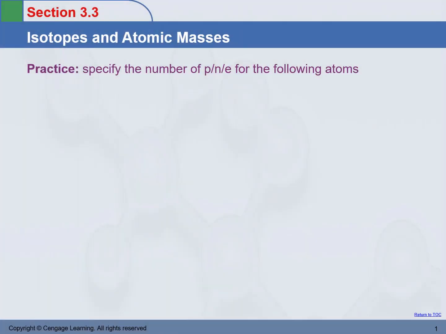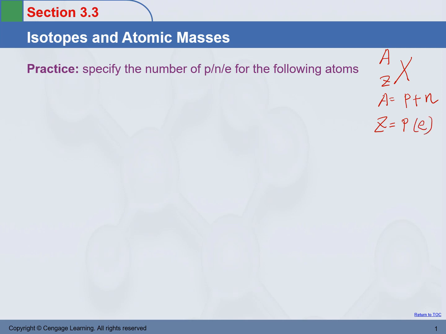The topics of this episode are isotopes and atomic masses. But before that, let's do a quick practice. Last time, we learned one way to represent an element, which is called the complete elemental symbol. X is the symbol, A is the mass number, which is the number of protons plus the number of neutrons. Z is called the atomic number, which is the number of protons. Of course, for an atom, the number of protons equals the number of electrons.